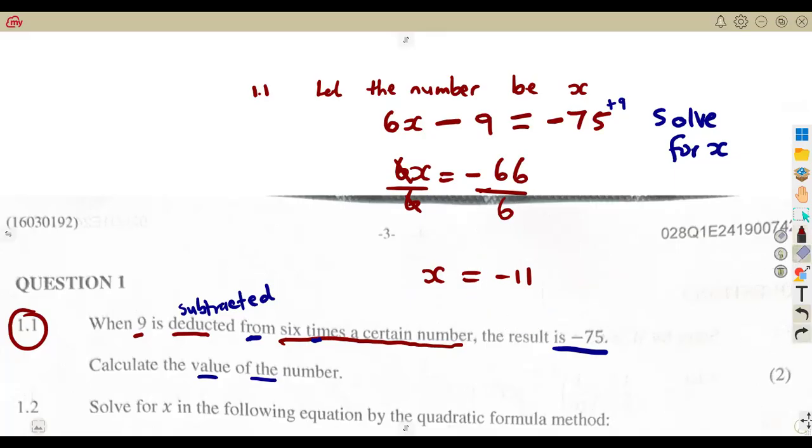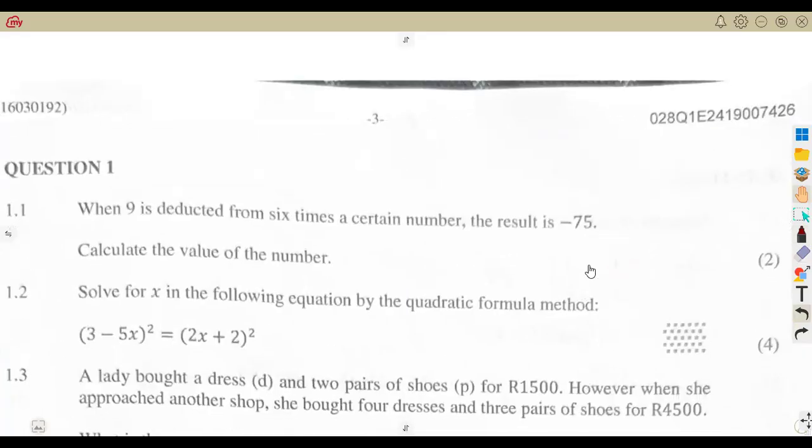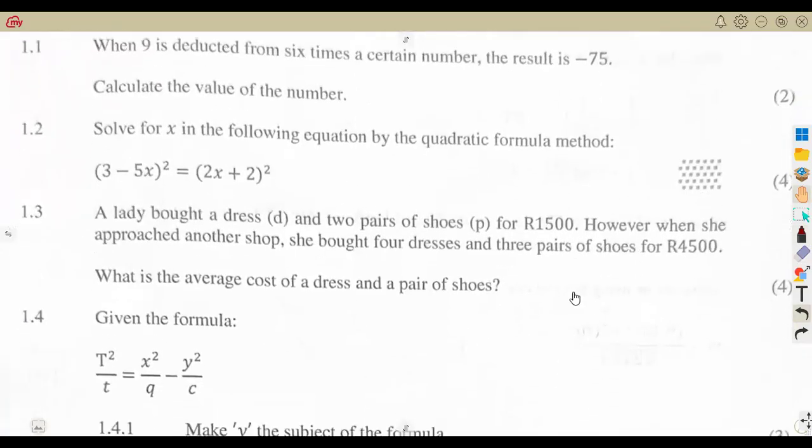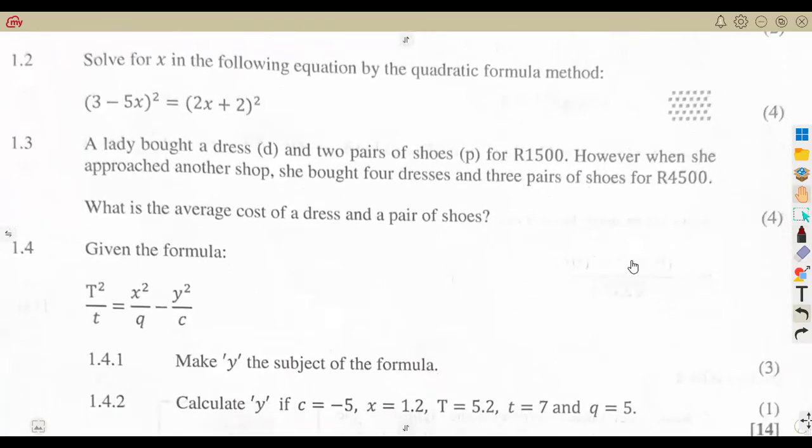All right, so questions can be like that. Like I said, just revise as many questions as you can. Then on 1.2, you are given to solve for x in the following equation. But they did not end there. Take note. Yes, you are solving for x, but they are giving us a certain statement later on: by the quadratic formula method.